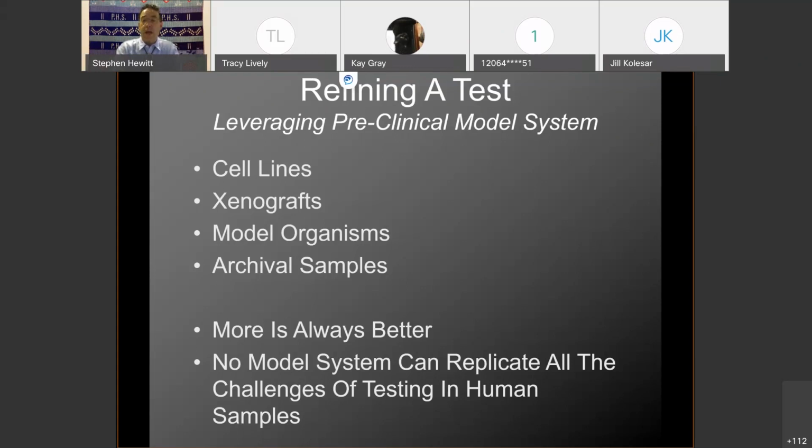I may take a biomarker and run it through retrospective samples extensively, but until we push it into a trial, we never really understand its performance.